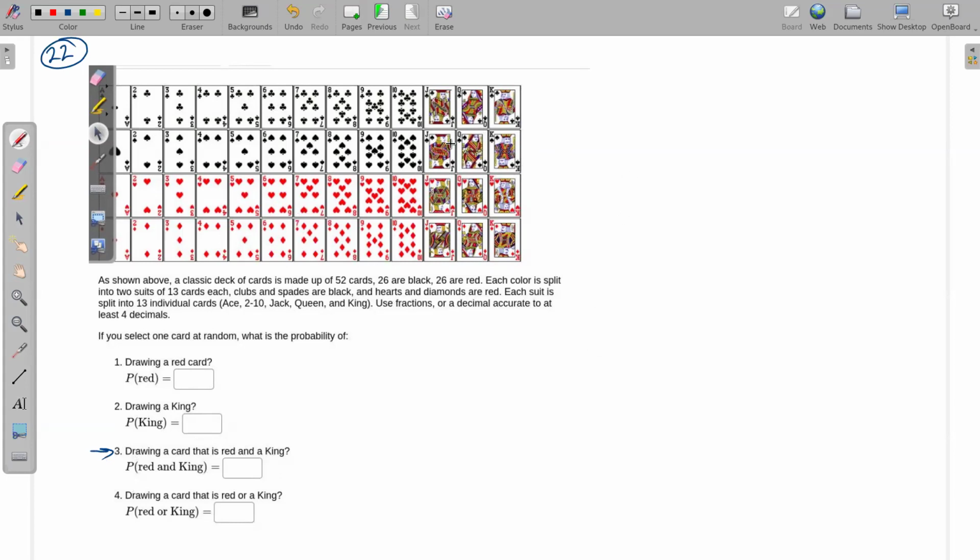So looking at the options here, the red cards are all below this line here. And the kings are in this column, but I only want the red ones. So I only see two cards that are red and a king out of a total of 52 cards. So if this question would accept a fraction answer, which it looks like it will, then I would just simply put that it is 2 out of 52.